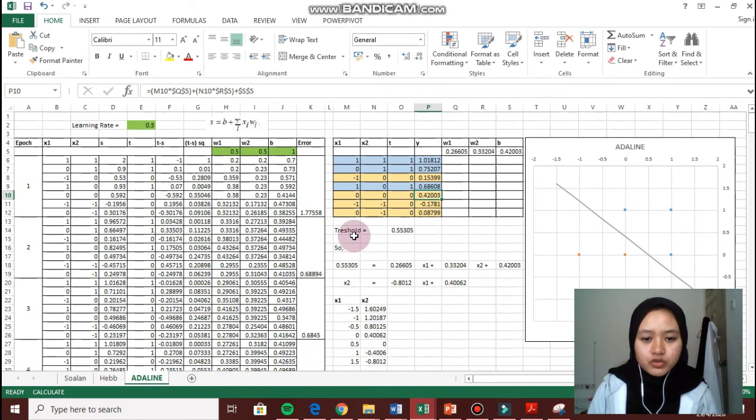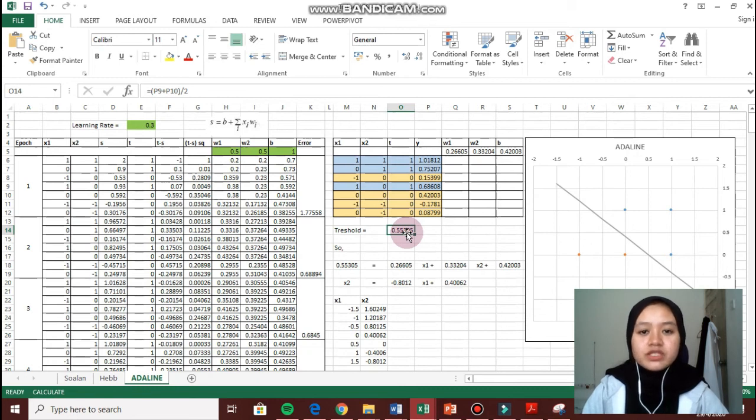In this case, how do we find the value of threshold? We have to take the values of y which are nearest to 0. In this case, we take the value of 0.4003 plus 0.68608, and we have to divide these two by 2. Then we get the value of 0.55305. We need the threshold value to be fed into the equation of a straight line.